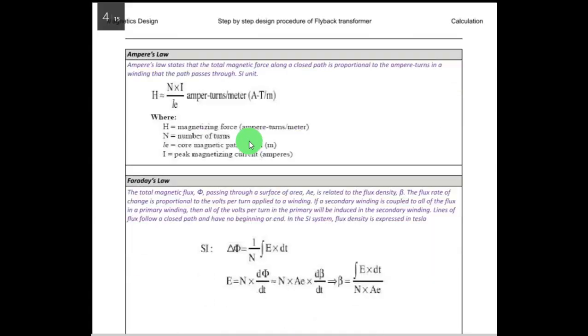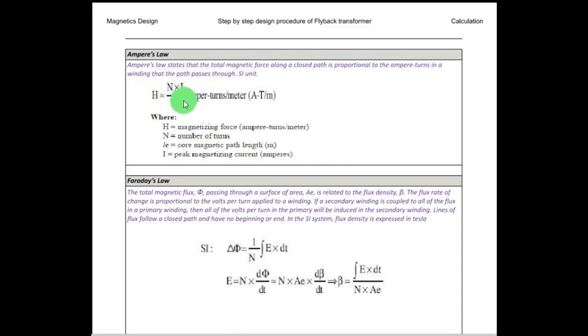Now let us understand a bit about Ampere's law and Faraday's law. So what is Ampere's law? Ampere's law states that the total magnetic force along a closed path is proportional to the ampere turns in a winding that the path passes through.